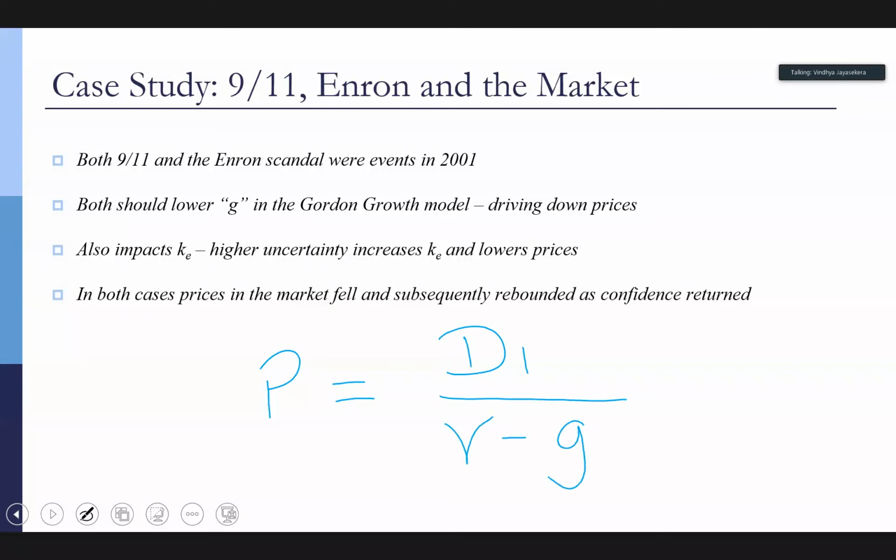And can you try to explain, during, for example, COVID, what would have happened? How would markets react? How would market prices react? There was a sharp decline, but can you explain the reason for that sharp decline using the dividend discount model?